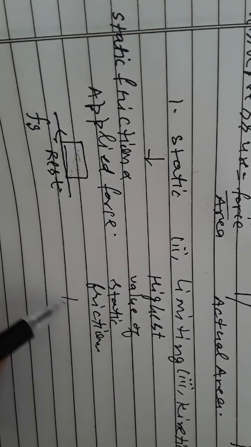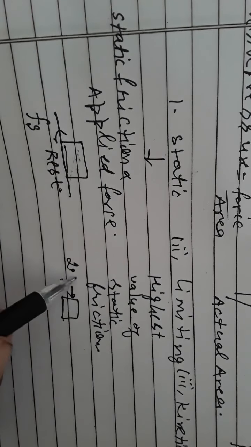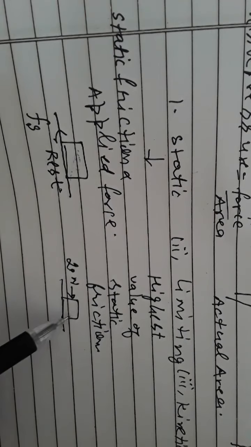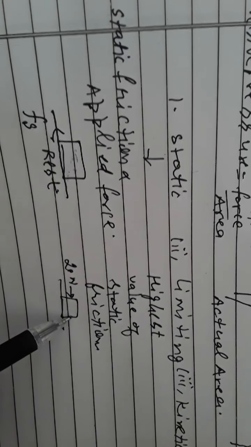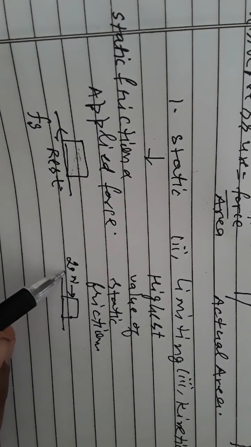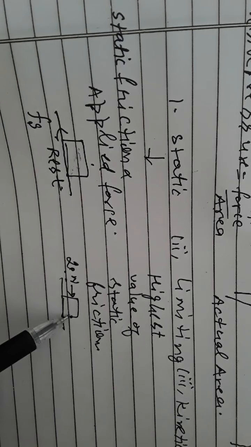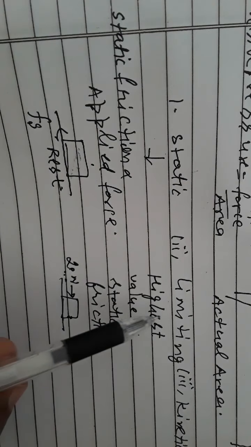Second is called limiting friction. Limiting friction is the highest value of static friction. Suppose we apply a force of 20 Newton on the object and the motion is not started, but if we apply more than 20 Newton, then the motion of the object will start. So this 20 Newton is the highest value of static friction, because after 20 Newton the object will come into motion. So the highest value of static friction is known as limiting friction.